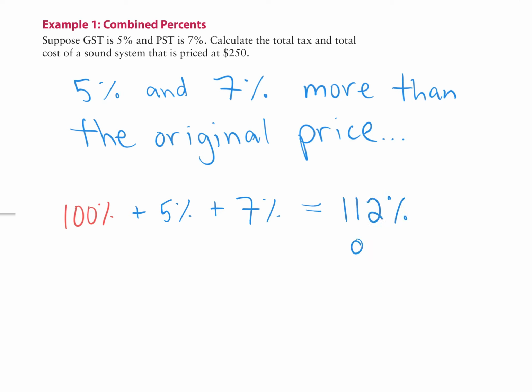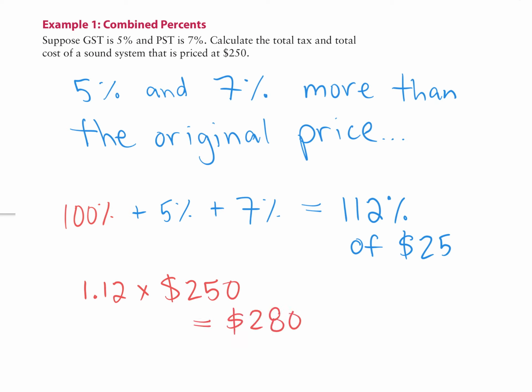So it's actually the original price plus the 5% and the 7%, which would give me a total of paying 112% of the price, which is $250. So then all you have to do is change 112% to its decimal, which is 1.12. And when you times that by $250, you get 280, just like that. So you didn't have to add the GST and the PST separately. This calculation gave us the total all in one shot. And that's how you do this.